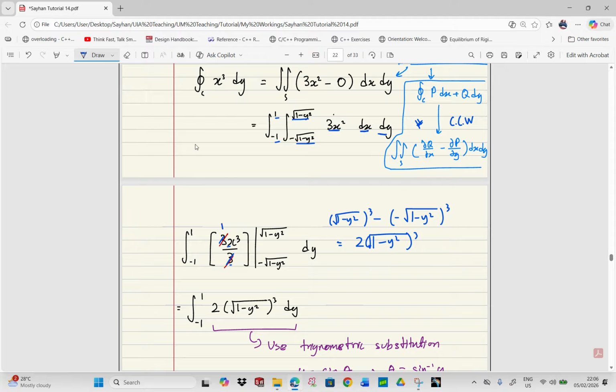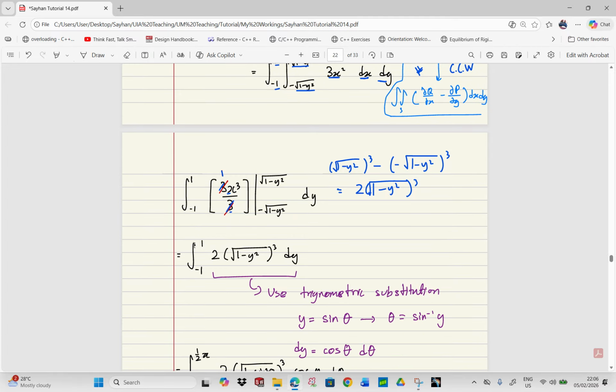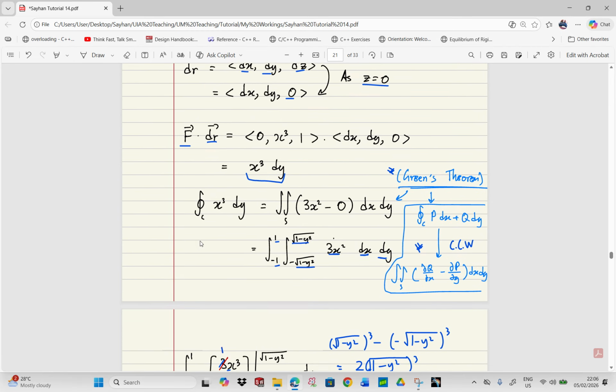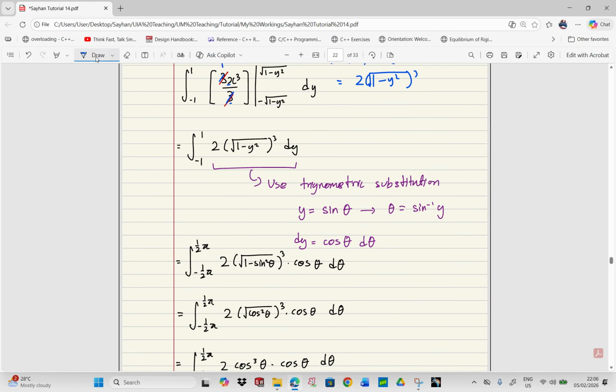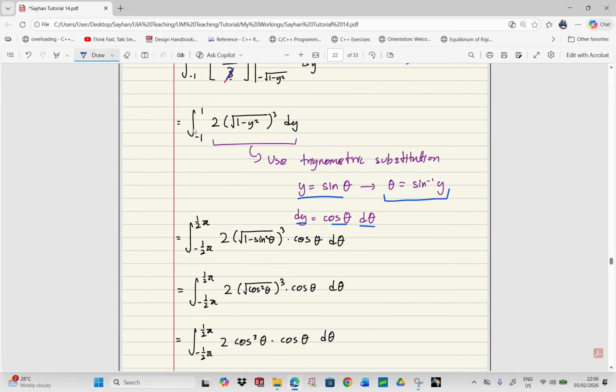I'd use trigonometric substitution because it will simplify the integral a lot more. So y equals sine theta, theta is sine inverse y, and dy is cosine theta d theta. Then don't forget to change your limits because we are using trigonometric substitution. So 1 and negative 1 become 1 over 2 pi and negative 1 over 2 pi.